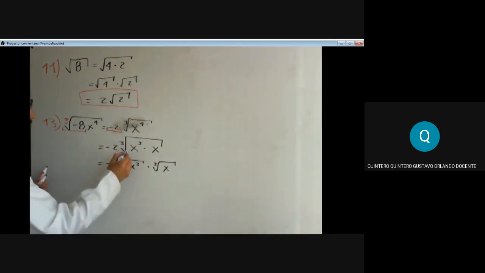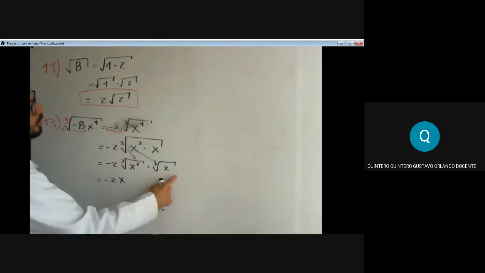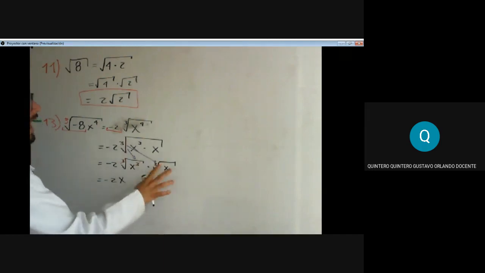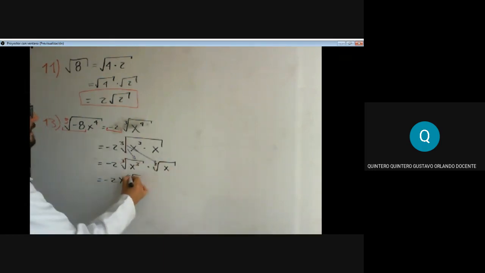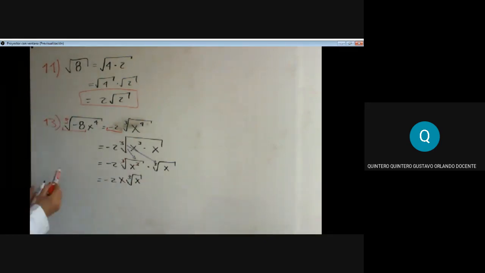The first root goes here, and then the second root goes there. Now we can simplify things. This can be simplified. The cubic root of a number elevated to the cube is just the base. So this will be -2 times x. And this thing over here, we don't know the answer. This one has to stay like this. So by the cubic root of x, this thing cannot be simplified any further. So this will be the final solution, right?